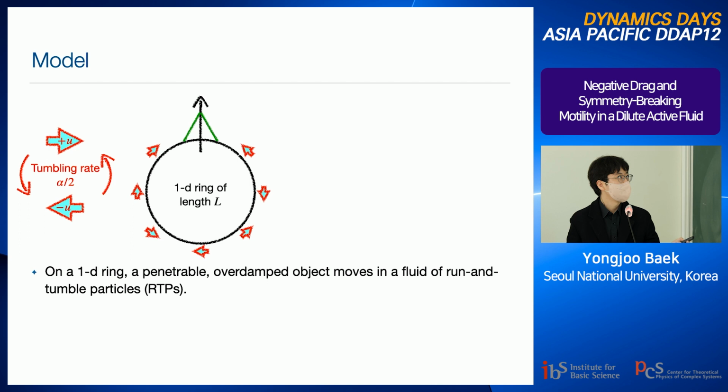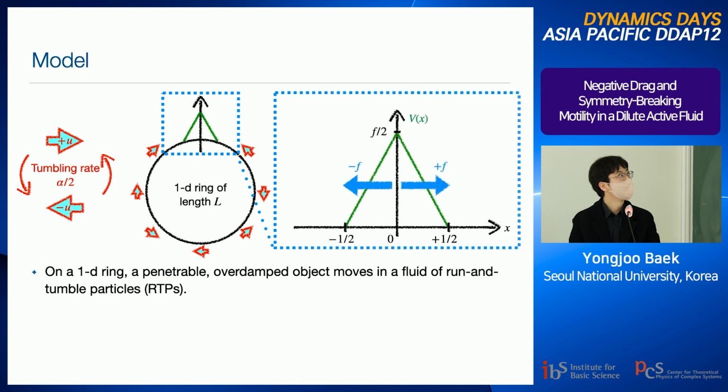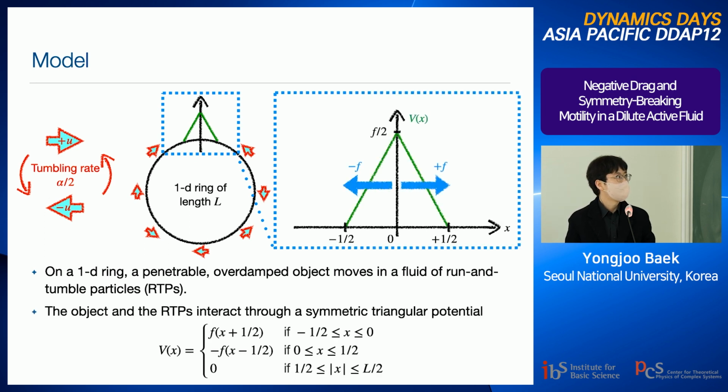Okay, and as you can notice this triangular object here, it is not actually what this object really looks like. This represents the interaction between the object and the surrounding active particles. When the active particle is on the right-hand side of the object, it is repelled in the right-hand direction with constant force F. If it is on the left-hand side, it's repelled to the left-hand direction with the same force, but opposite direction. So this triangular potential represents the interaction potential between the active particles and the object, as written here in this formula.